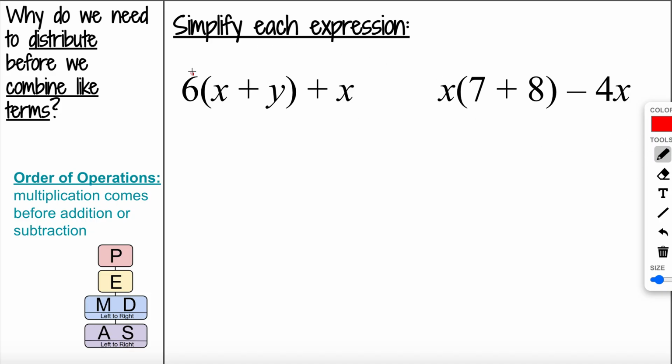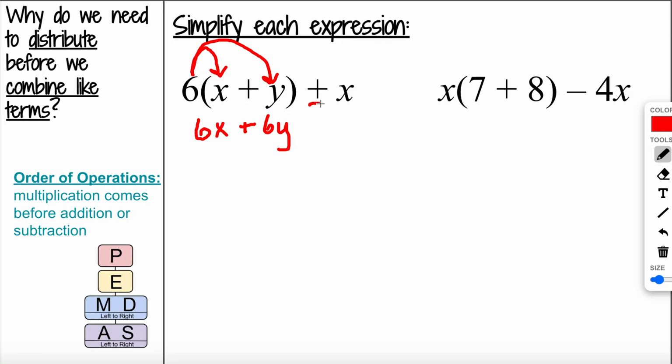Go ahead and do this along with me. We're going to take 6 and multiply it by x. We could write that as 6x. And then let's take the 6 and multiply it by y. And that would be positive 6y. Now what I've done is I've distributed the 6 and multiplied it by both the x and the y. I've removed the parentheses so I can actually see that I have 6 x's and 6 y's.